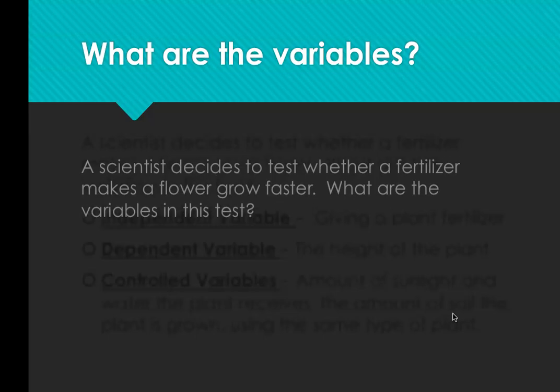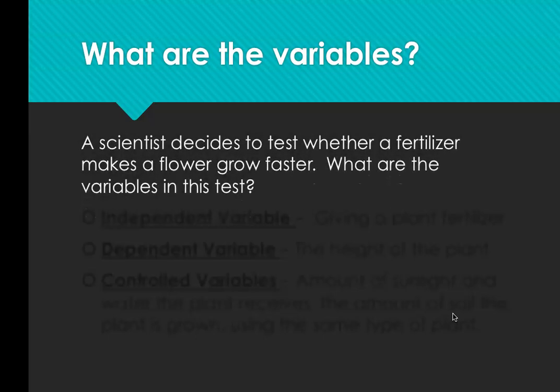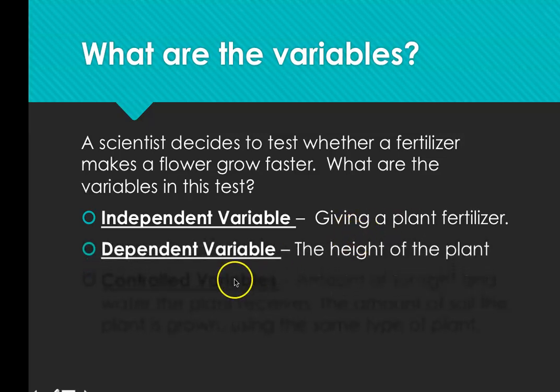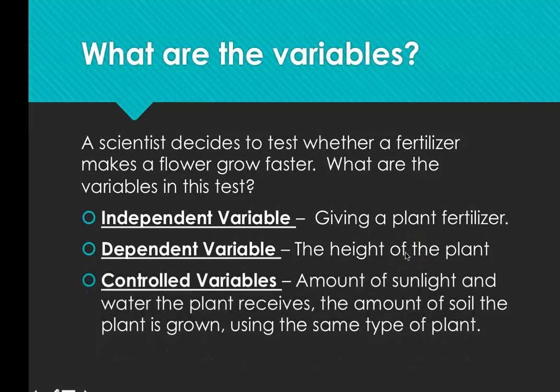And then finally, I've got an example for you from your PowerPoint notes as well. You've got a scientist deciding to test whether a type of fertilizer makes a flower grow faster. What is the independent variable? The independent variable is going to be the type of plant fertilizer. How are we going to measure that, or what is going to respond to the independent variable? That's going to be the height of the plant. And then things that are held the same, controlled variables: the amount of sunlight and the water the plant receives, the amount of soil the plant is grown in, and using the same type of plant. You can't have a sunflower compared to a cactus. That would not be conclusive data.